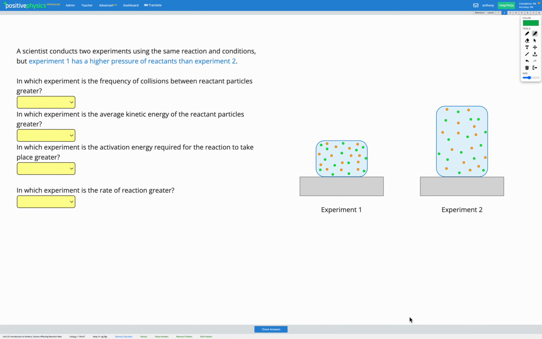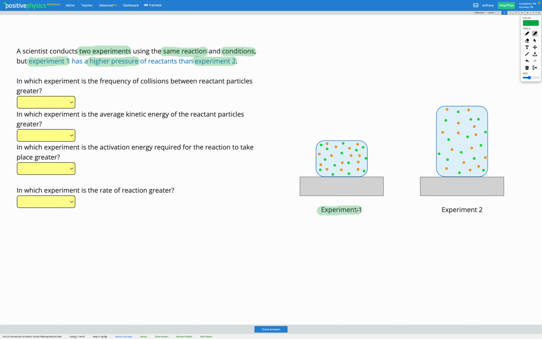In this question, a scientist conducts two experiments using the same reaction and same conditions. But experiment 1 has a higher pressure of reactants than experiment 2. So we can see that in our image here.